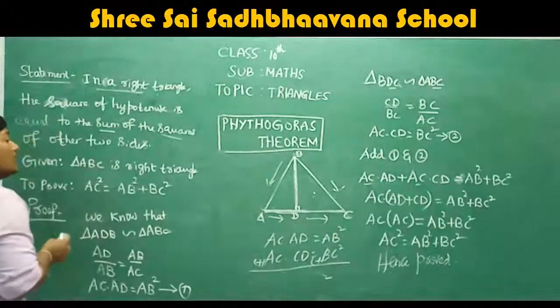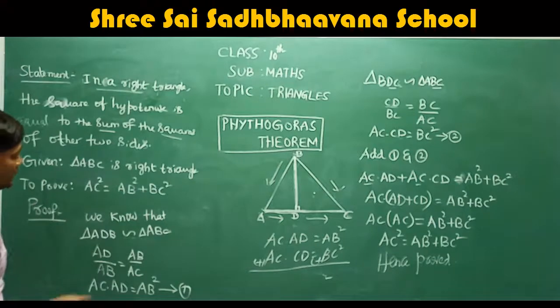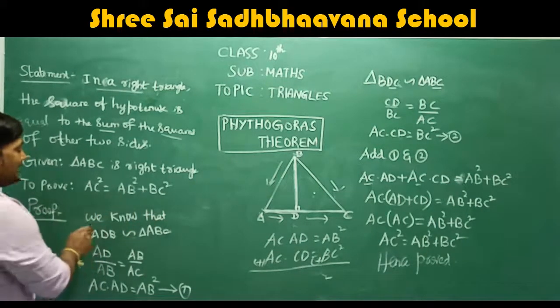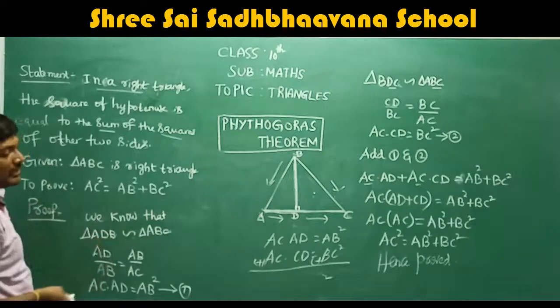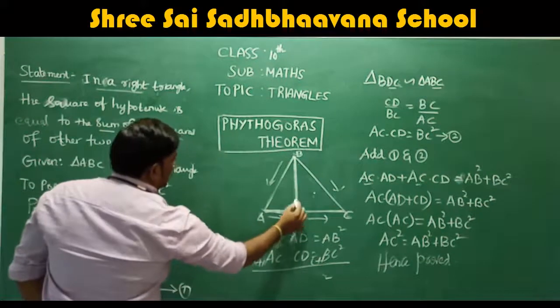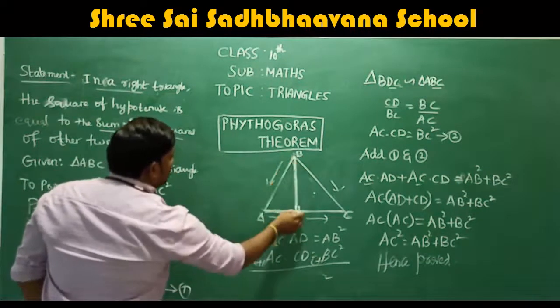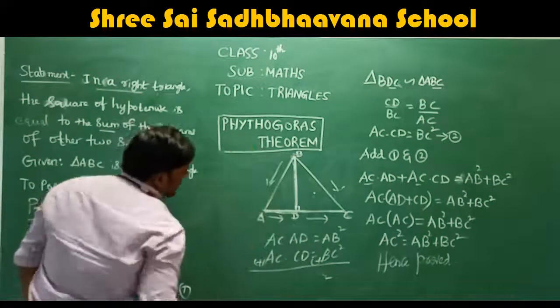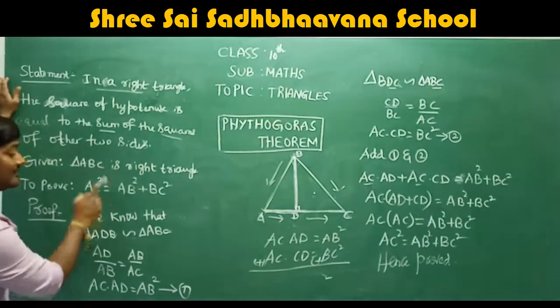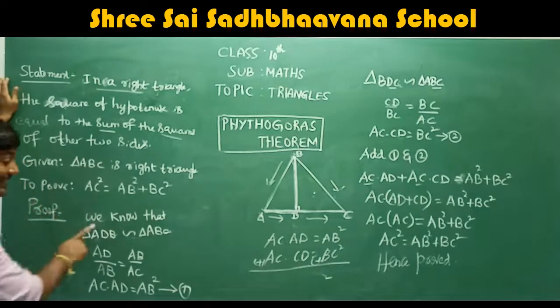So how do you prove it? For this proof, as I said, we are using the statement we discussed before. We know that triangle ADB is similar to triangle ABC. This triangle, which is formed by the perpendicular BD, ADB, is similar to triangle ABC. So these are the key points we should remember: ADB is similar to triangle ABC. Write ADB only, don't write ABD.